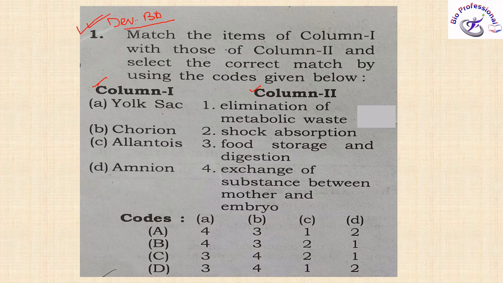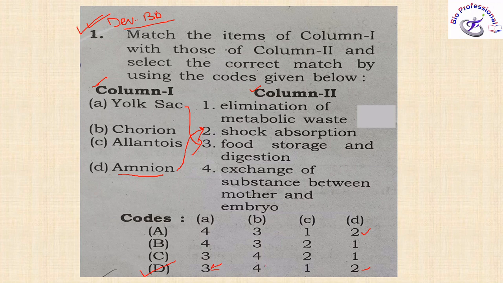So let's start. Yolk sac is basically for food storage and digestion, so A is 3. Then amnion: during embryonic development, it provides protection. The fetus is suspended in the amniotic fluid, so it acts as a shock absorber. For this type of question you do not require to know all these things. If you can identify one or two critical points, then you can solve the question. So D will be 2 and A is 3, so this option will be correct.